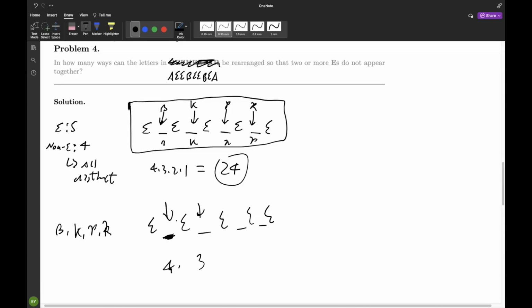So we use one alphabet from here. Then we have three left, right? Now, how many alphabets do we have in here? Yeah, thank you. It's two. And this one is one, right? So that's why if you multiply all of them, we get the answer 24. Did you understand? Or is it good?